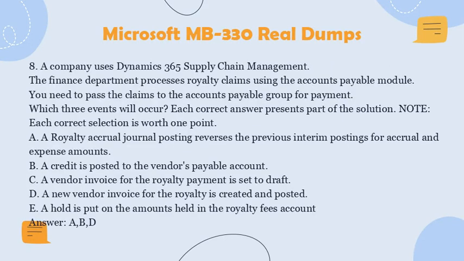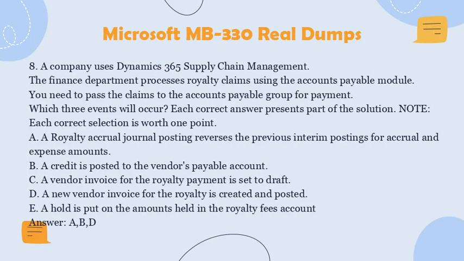8. A company uses Dynamics 365 Supply Chain Management. The finance department processes royalty claims using the accounts payable module. You need to pass the claims to the accounts payable group for payment. Which three events will occur? Each correct answer presents part of the solution. Note: each correct selection is worth 1 point.